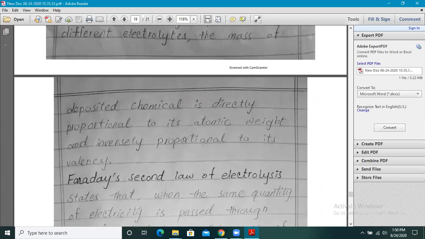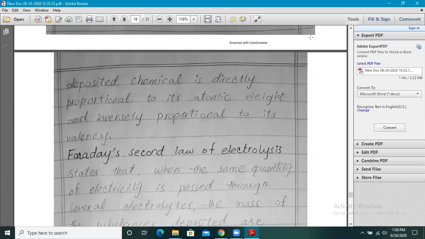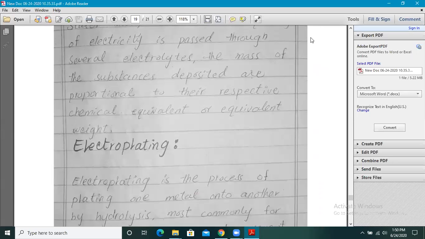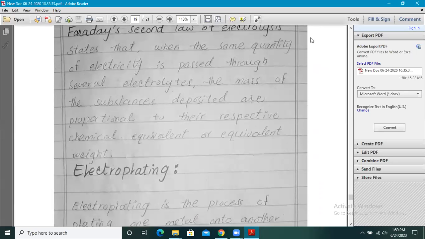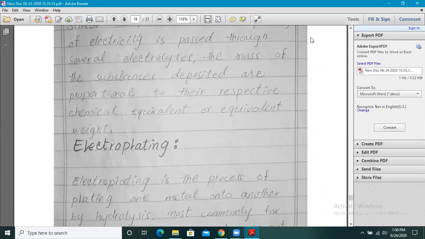Again, we have our explanation, and now we have Faraday's second law of electrolysis, which states that when the same quantity of electricity passes through several electrolytes, the masses of the substances deposited are proportional to their respective chemical equivalents and equivalent weights.